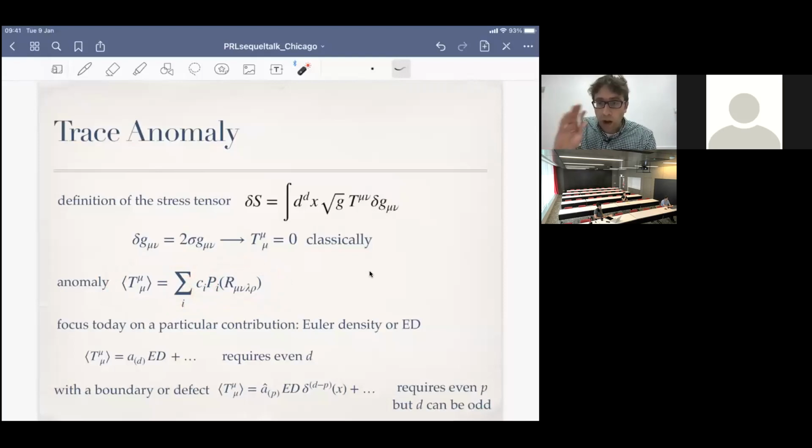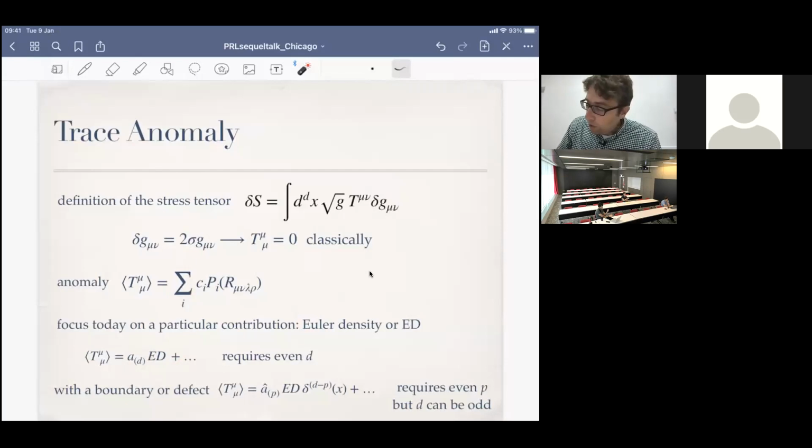And in fact, there's one particular coefficient I want to focus on for the rest of the talk, and one particular polynomial in the curvatures. That polynomial in the curvatures is the Euler density. That's the polynomial which integrates up to the Euler characteristic on the manifold. And the coefficient of that Euler density, we'll call A sub d, at least for the next few minutes. That's historically a common name for it in the literature.